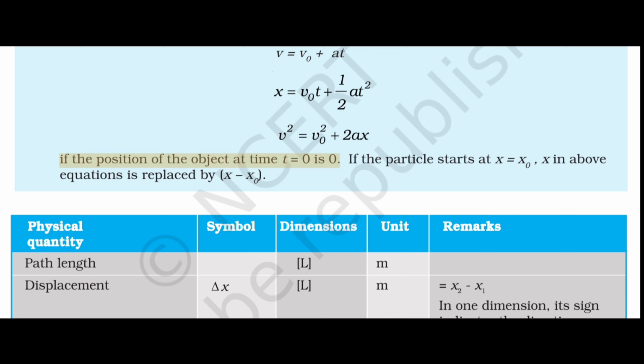These hold if the position of the object at time t equals 0 is 0. If the particle starts at x equals x0, x in the above equations is replaced by x minus x0.